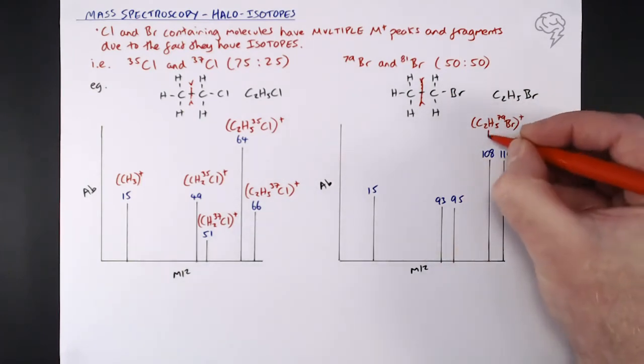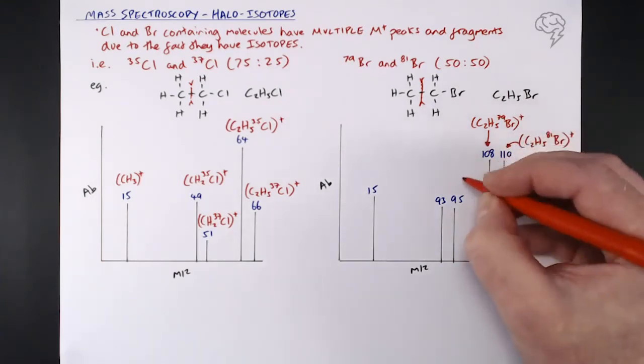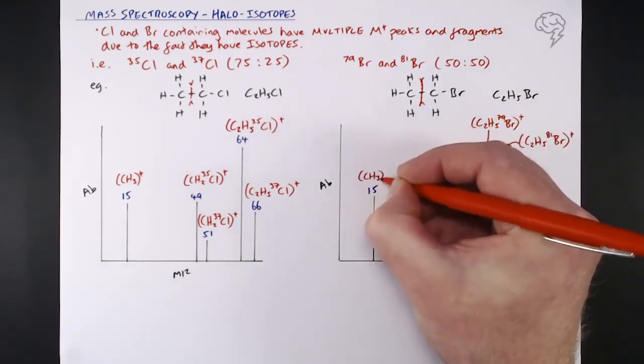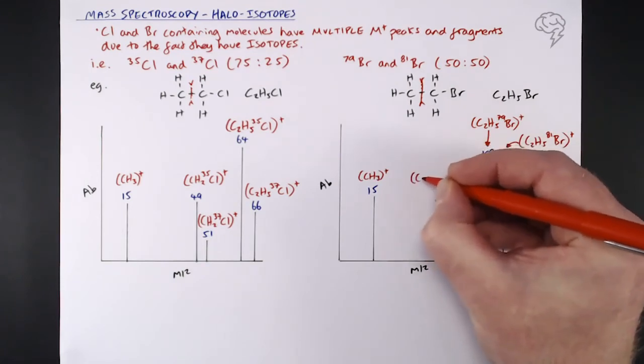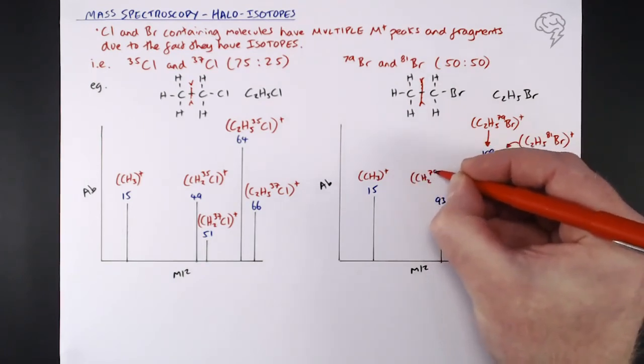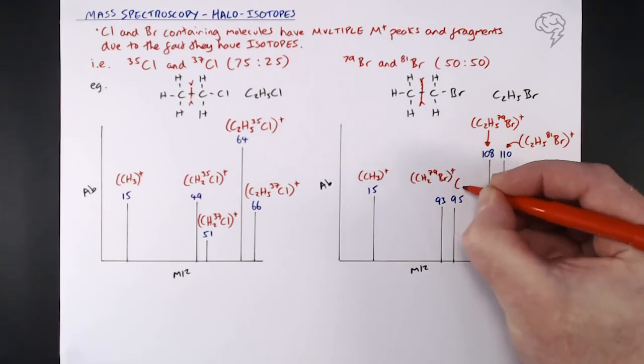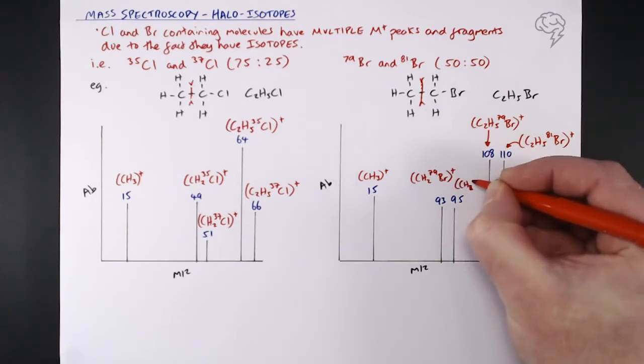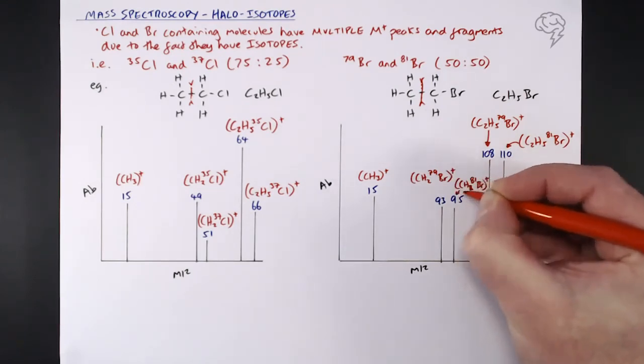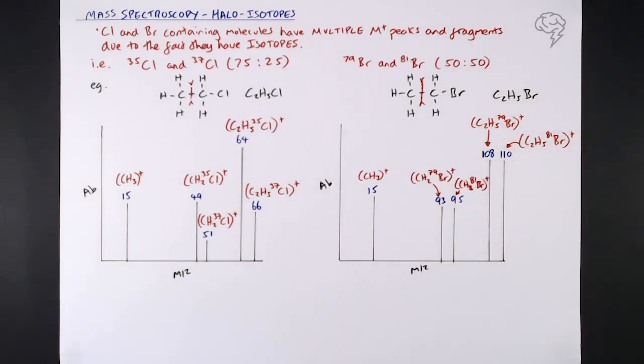Now, when it comes to the split down the middle, we're going to get a CH3 plus at 15, standard, and then the rest of the molecule on the other side of things. So CH2 79Br plus, that accounts for the 93 peak, and the 81 bromine containing version, that's the 95 peak. And again, you will notice that those peaks are the same height because those 2 isotopes of bromine have equal abundances. So those fragments of the bromine containing compound will have equal abundances.